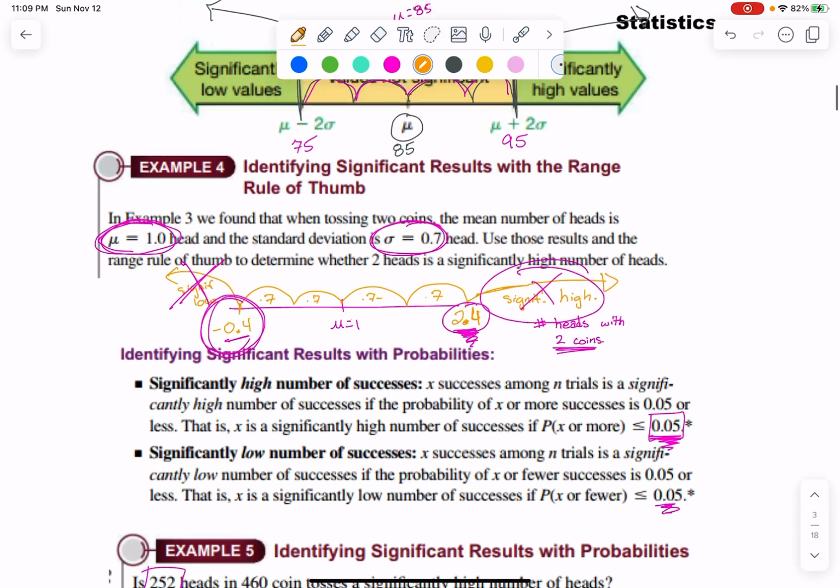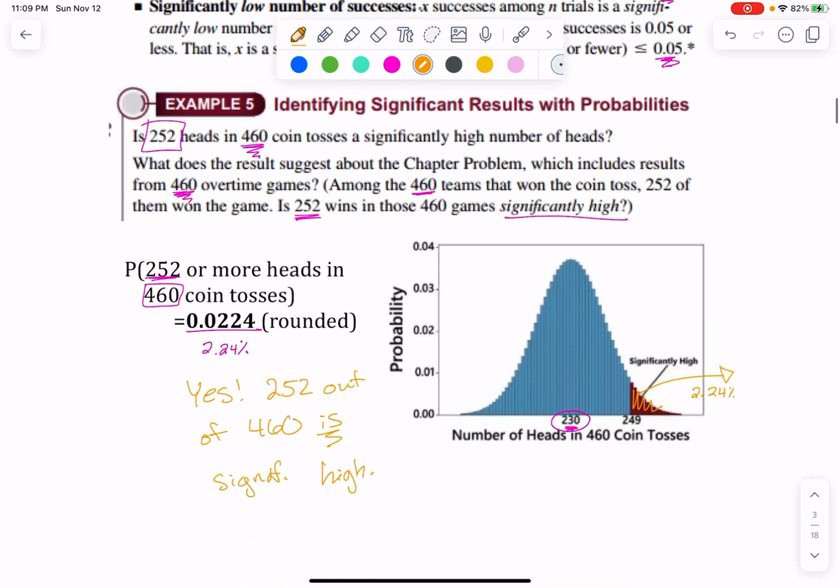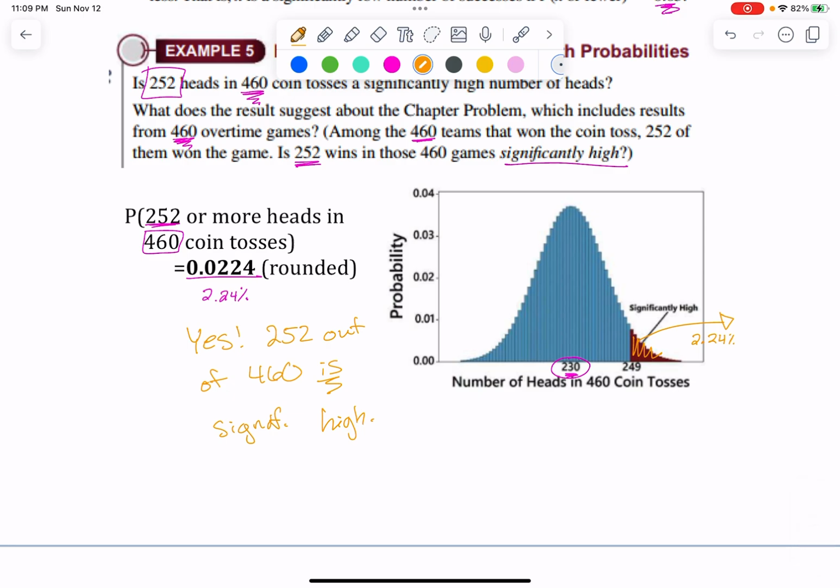Okay, so there's that, right? If you don't have your mean and standard deviation, they might tell you this happens 2% of the time. Well, that means it's a significant number, right?